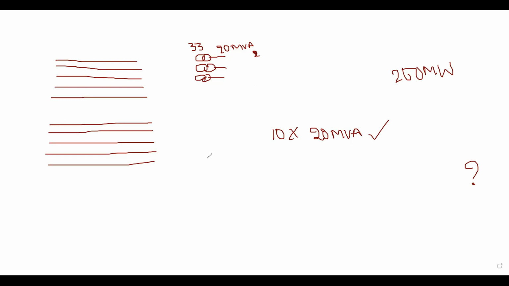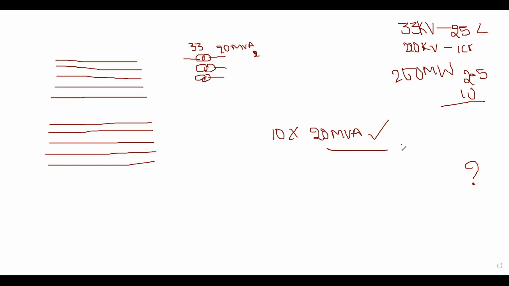You are creating 10 number of bays. I am giving the costing also. Each 33 kV bay costs you 25 lakhs, and each 220 kV bay costs you 1 crore. Forget about the transformer for the time being. So if I am placing 10 transformers, what would the cost be? 2.5 crores in 33 kV and 10 crores in 220 kV, so the total project cost is 12.5 crores.